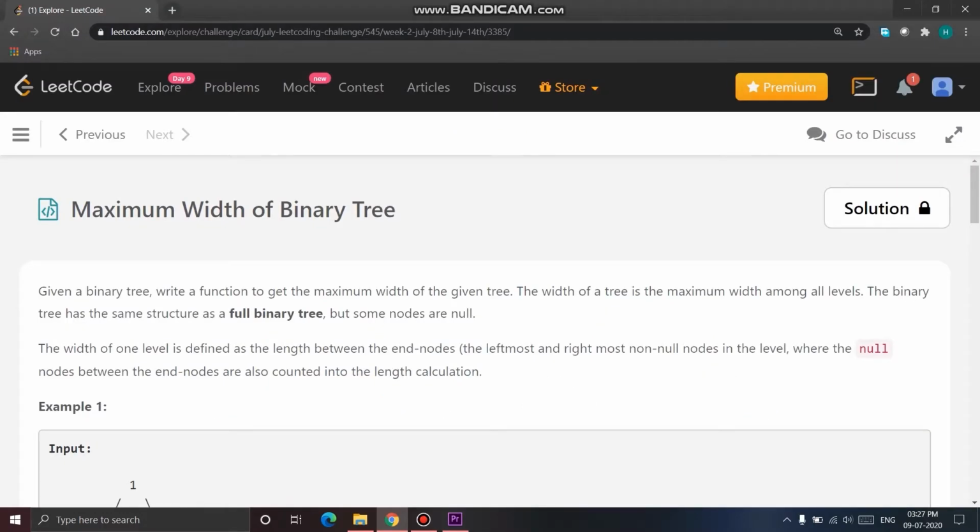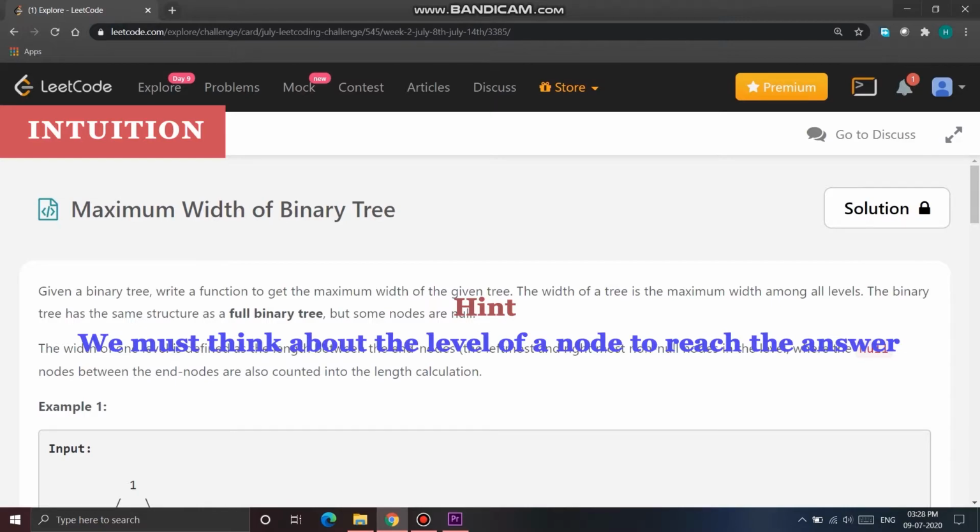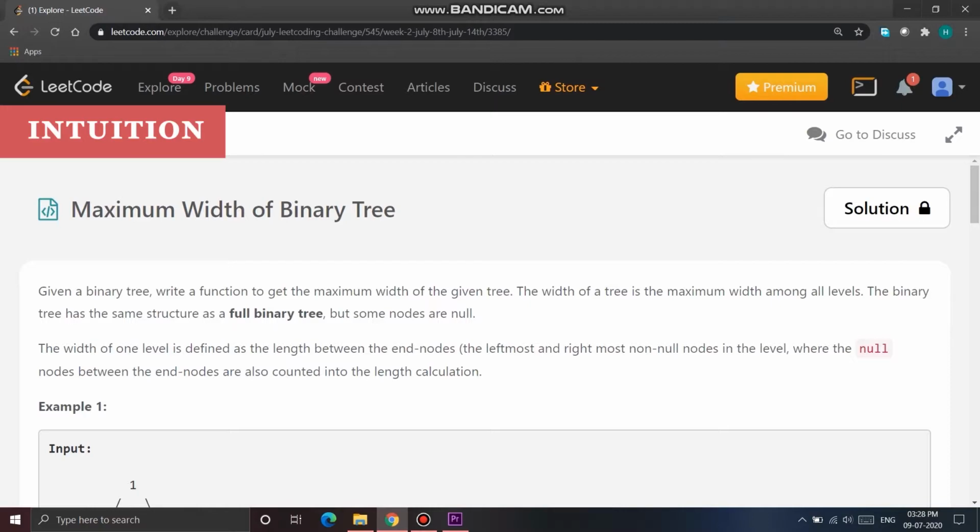The solution is not very intuitive, but if you read the problem statement carefully, then it might give you some hints. It says the width at any level is the length between the end nodes. This line suggests that we should consider the level or the depth while thinking for a solution. Okay? Now try to think.